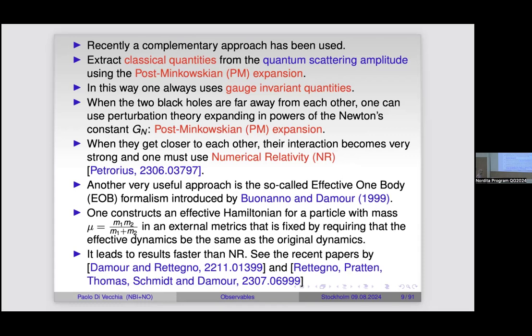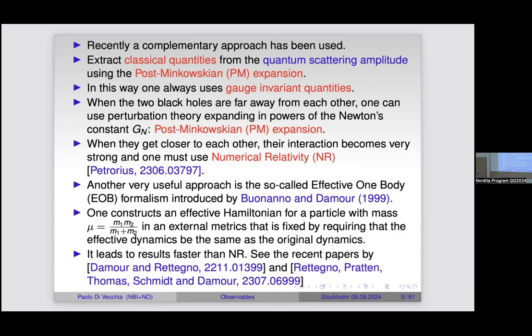Now, when the two black holes are far away from each other, one can use perturbation theory, expanding in powers of the Newton constant, and you get a post-Minkowskian expansion. When they get closer to each other, the interaction becomes so strong that the only way is using numerical relativity. So you solve the Einstein equation numerically. And there is also a very interesting review recently.